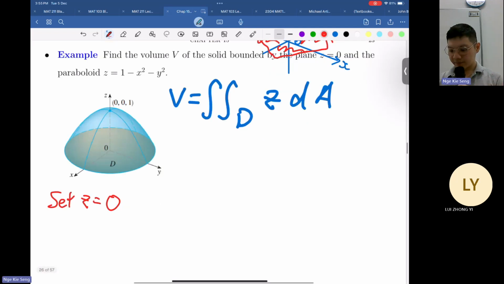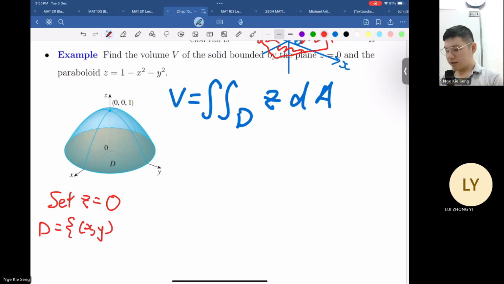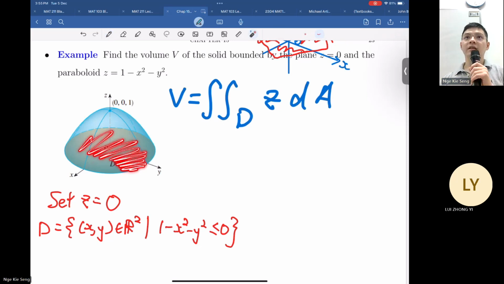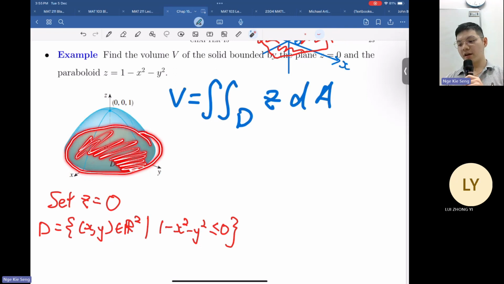So what is D? D is all the xy points in R2 such that 1 minus x squared minus y squared is greater than or equal to 0. All the things inside your circle. Make sense? So the outer layer here is x squared plus y squared equals 1, and then I include everything inside.